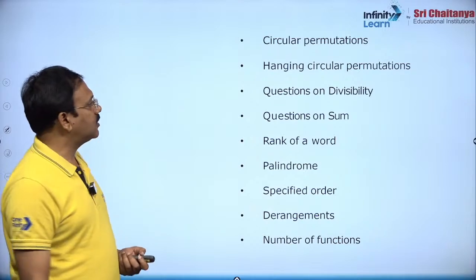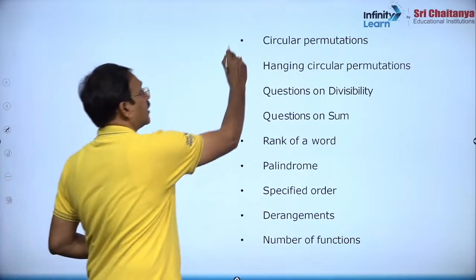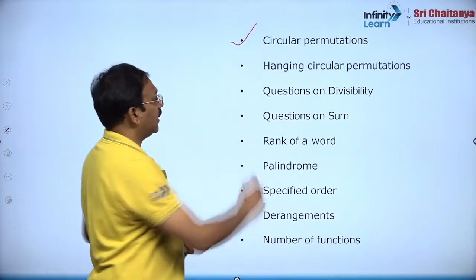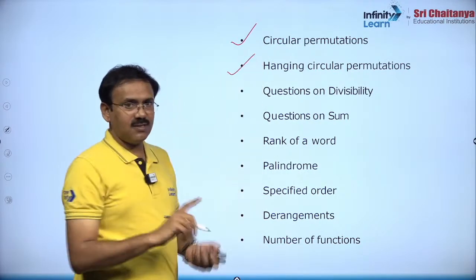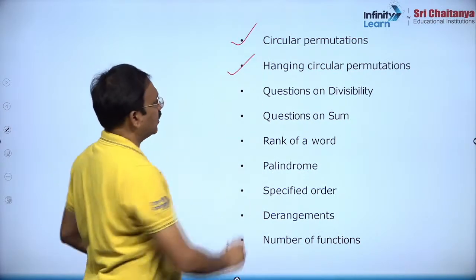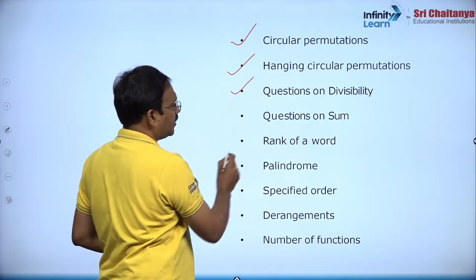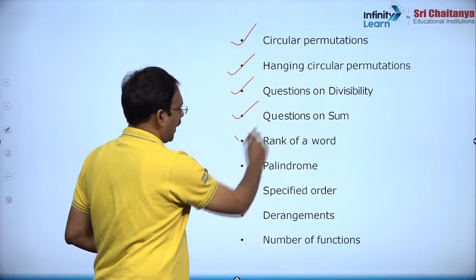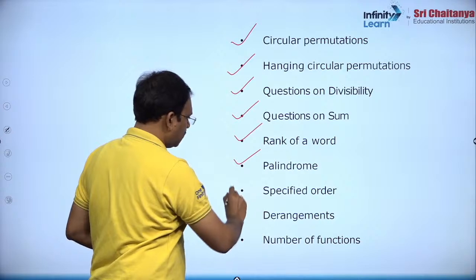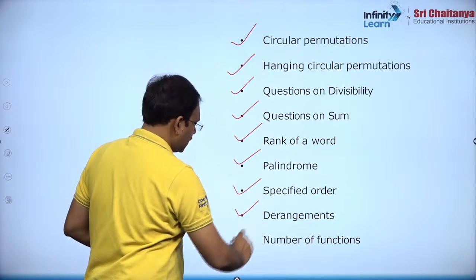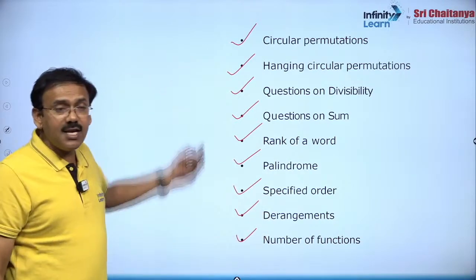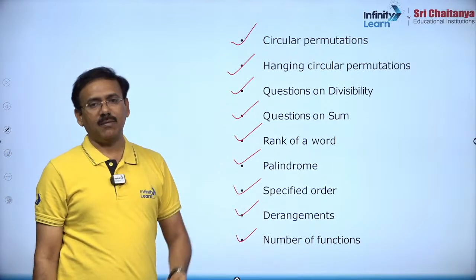Now we have to see how to arrange in a circle. Then hanging circular arrangements, there is a slight difference between these two. Then questions on divisibility, questions on sum, rank of a word, palindrome, specific order, derangements, number of functions. These many models are left in permutations.